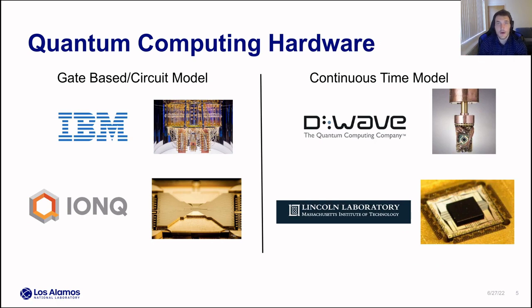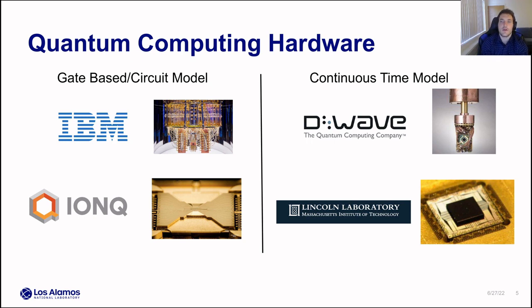For the gate-based models, there are companies such as IBM who are producing these gate-based quantum computers using superconducting loops, using transmon qubits. On the other hand, we have companies like IonQ or research laboratories like Sandia National Labs who use ion trapping devices in order to make their realizations of gate-based quantum computations.